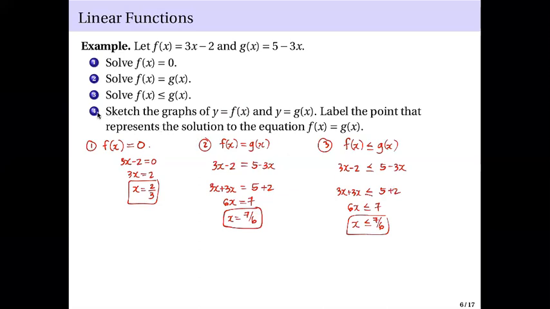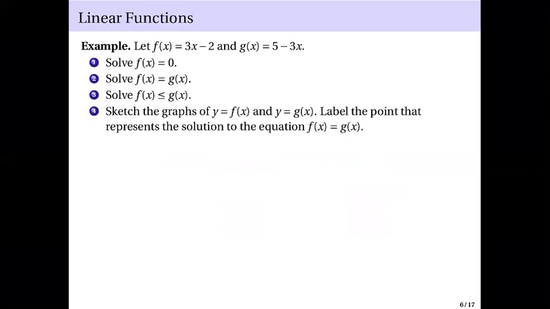For number 4, we want to sketch the graphs of y equals f of x and y equals g of x. Then we will label the point that represents the solution to the equation f of x equals g of x. So we have the value of x. We will need the value of y later. So all we need to do is to substitute this x into either f or g. But first, let us sketch the graph of each function.